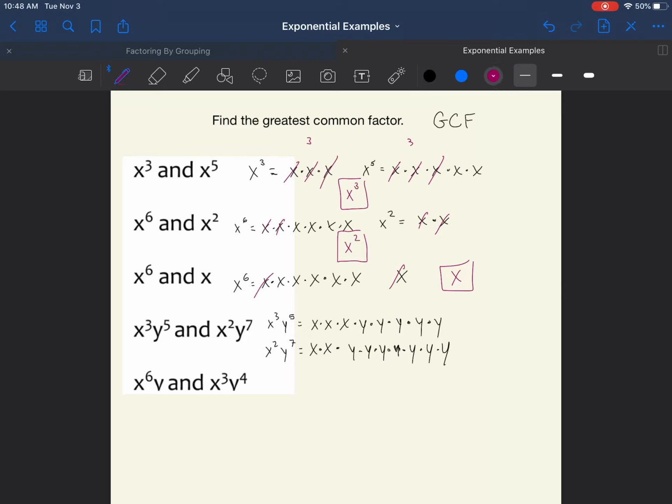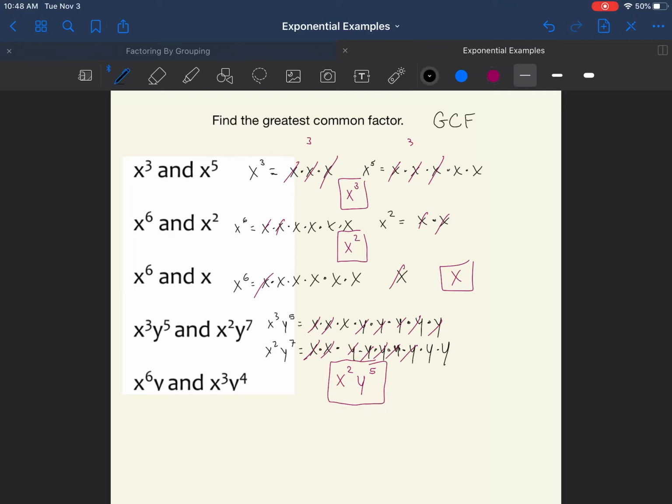Now I just cross out. Let's start with our x's. So I can cross out 1, 1, 2, 2, and I'm done. So my greatest common factor here is x to the second power. That's for the x part of my term. And for the second one, for my y's, I can do 1, 2, 1, 1, 1, 2, 2, 3, 3, 4, 4, 5, 5, and I'm out. So that is y to the 5th power.